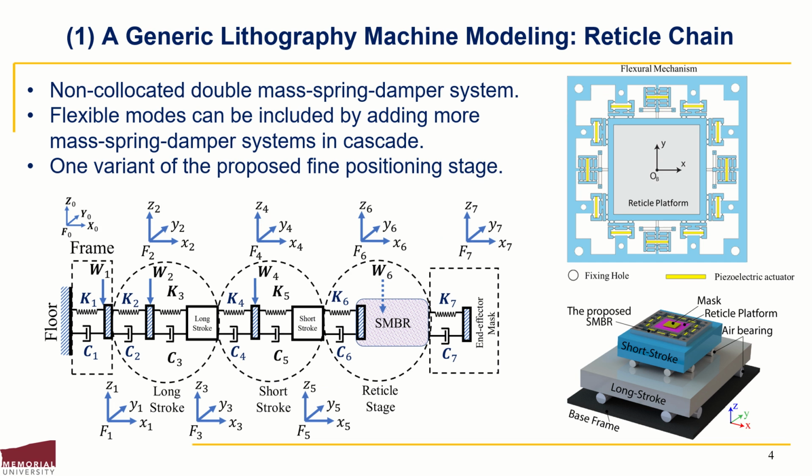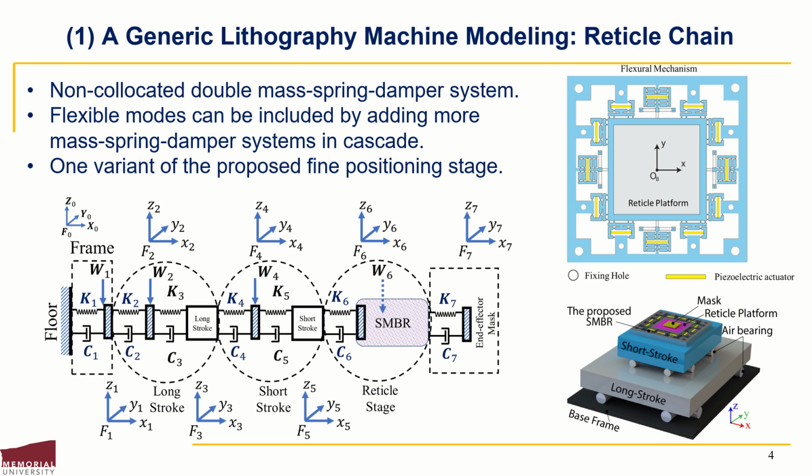The reticle chain consists of 3 stages, the long and the short strokes and the reticle stage, except for the latter, which is a non-motion-related subsystem. Having dual motion-related stages allows an extensive range of motion with high positioning accuracy. For simplicity, we approximate these stages using a non-collocated double mass spring damper system. If desired, flexible modes can be included by adding more mass spring damper systems in cascade. However, this will increase the model complexity.